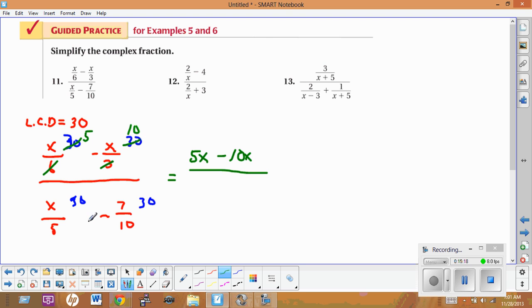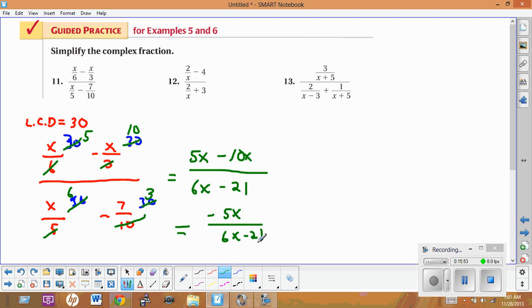There's my new numerator, fraction's gone. 5 goes into 30 6 times, gives me 6x. 10 goes into 30 3 times, and multiplying by 7 gives me 21. Okay, so it looks like I can do a bit more simplification in the numerator. I have an x in this term in the denominator, none here, so 5x and minus 10x is negative 5x over 6x minus 21.